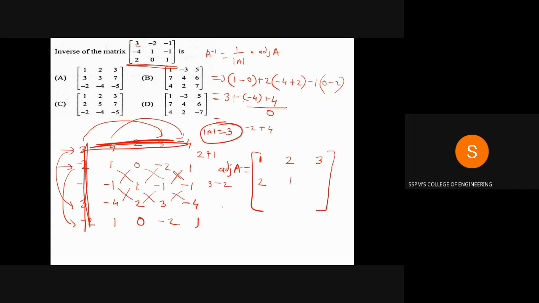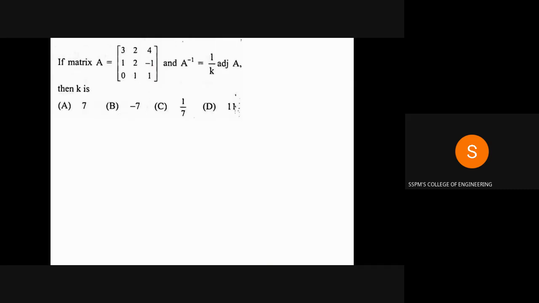Similarly, we can calculate the remaining elements. All the remaining elements you have to calculate, and you have to use this formula, 1 upon determinant A into adjoint of A. So what is determinant? 1 upon 3 into adjoint of A. So this matrix will be the answer. Okay. You calculate, do it yourself.